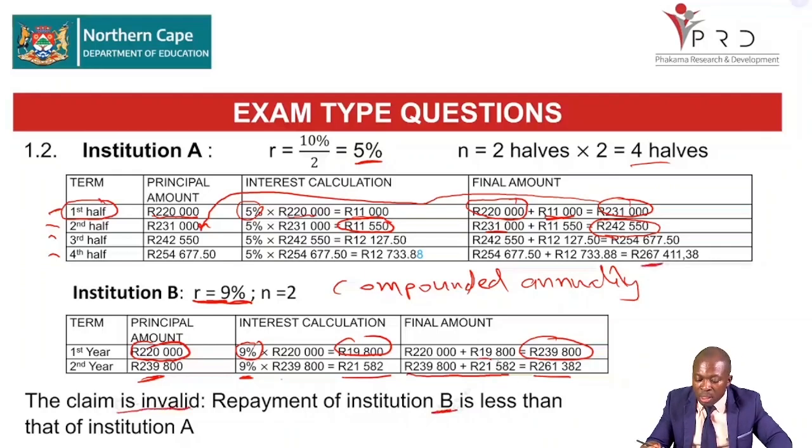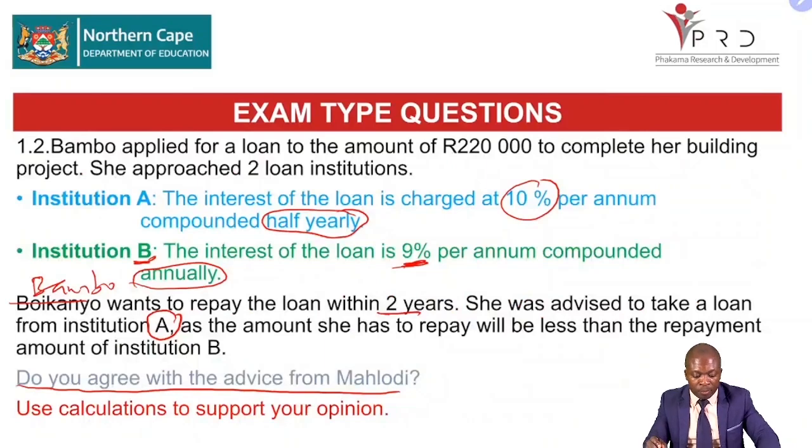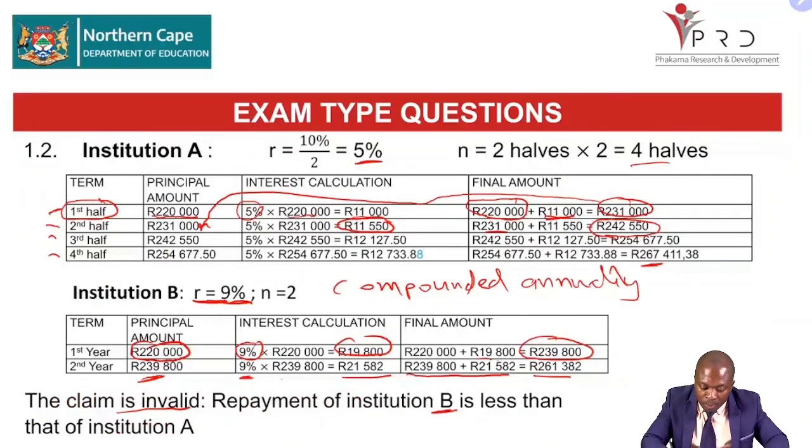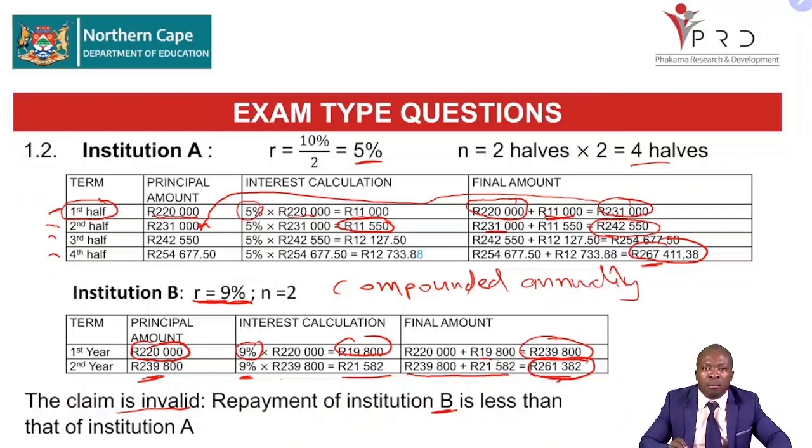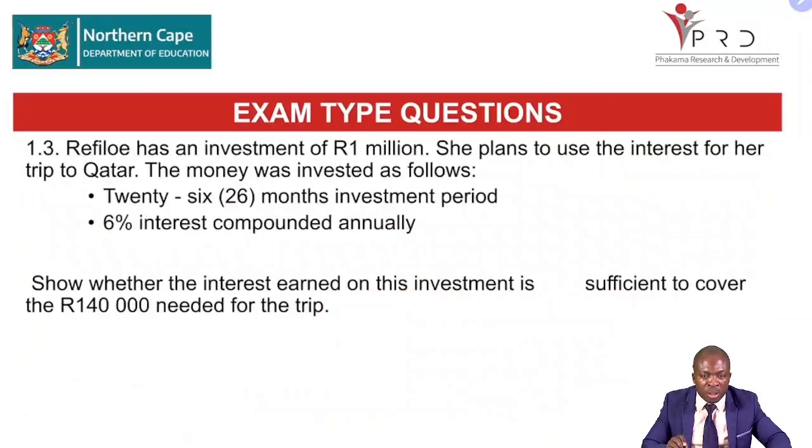Okay, let's go to institution A. So this is institution A, 267,411. In institution B, we are going to pay 261,000. Remember, it was a loan, we are paying back. So which one should we take? Of course, we have to take B because we will pay less. So it was not a good idea for Bamboo to choose institution A.